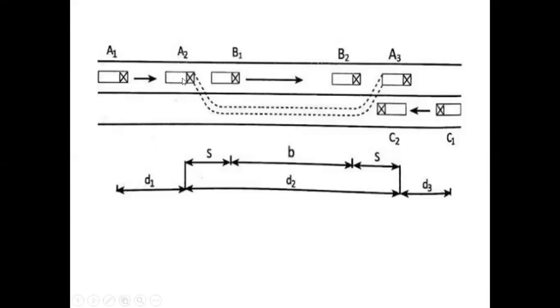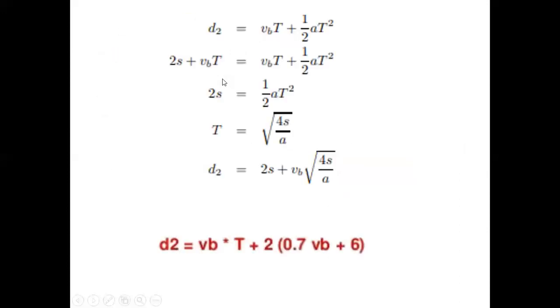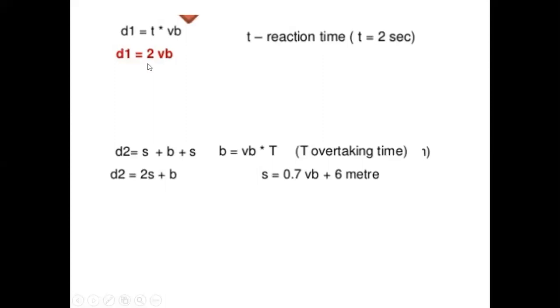He just comes when he reaches position A2, where he sees the vehicle B ahead of him. Got it? And what happens when he sees vehicle B ahead of him? Immediately he reduces his speed to that of vehicle B. So that's the reason I am taking the speed of vehicle B.